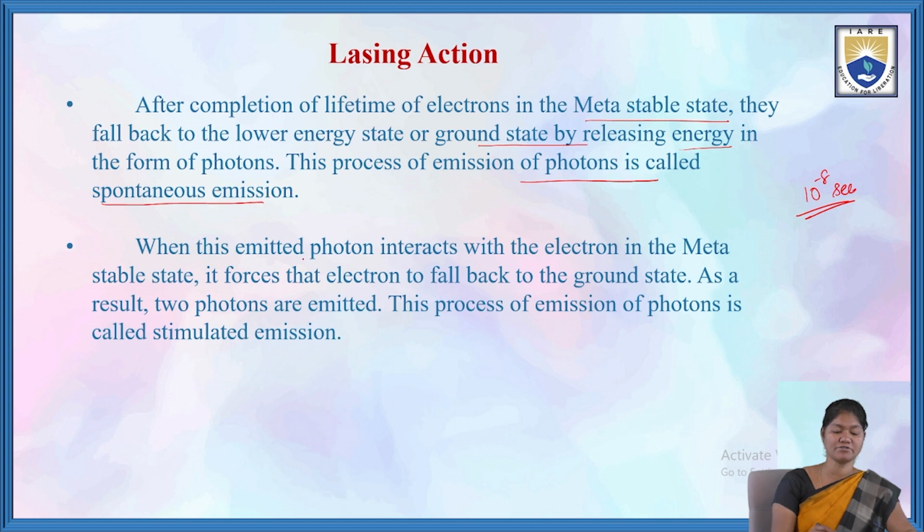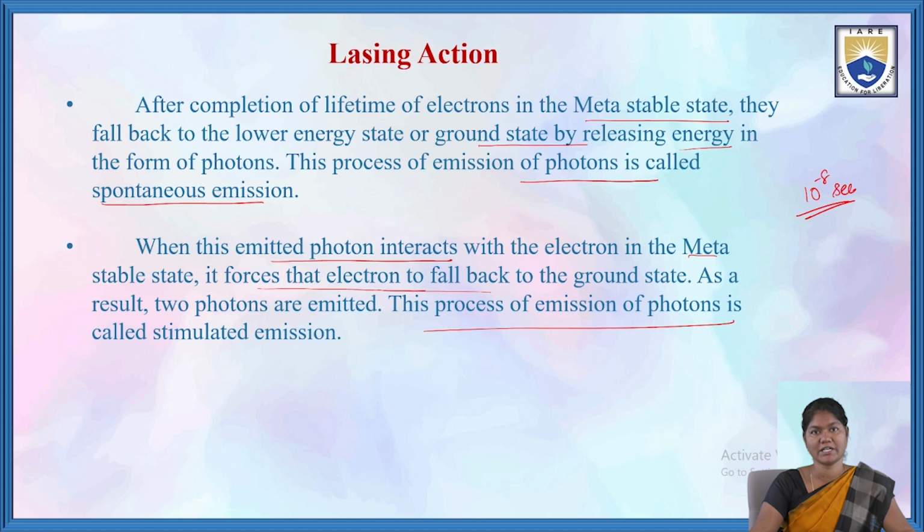When this emitted photon interacts with the electrons in the metastable state, it forces that electron to fall back to the ground state. Already we have seen what the metastable state is. Here in the spontaneous emission, it releases some photon of energy. That emitted photon interacts with the electrons in the metastable state and forces that electron to fall back to the ground state. As a result, two photons are emitted. This process of emission of photons is called stimulated emission.